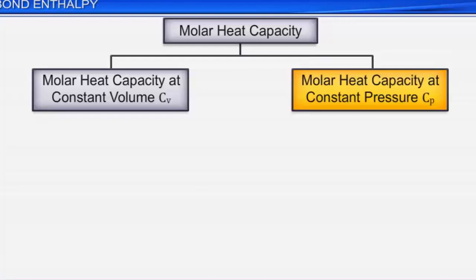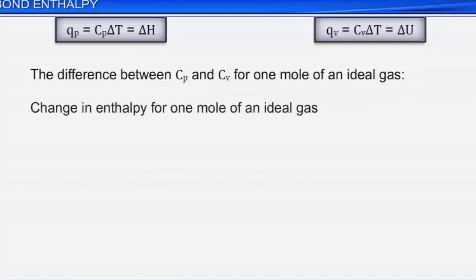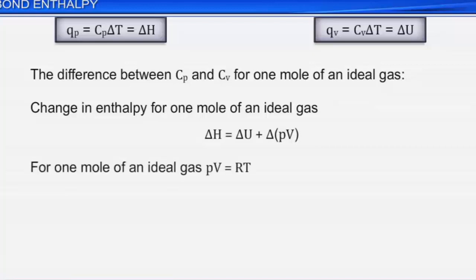The difference between Cp and Cv for 1 mole of an ideal gas can be derived as follows. The change in enthalpy for 1 mole of an ideal gas can be written as ΔH equals ΔU plus Δ(PV). For 1 mole of an ideal gas, PV is equal to RT. Hence, the equation can be written as ΔH equals ΔU plus Δ(RT). As R is constant, the equation can also be written as ΔH equal to ΔU plus RΔT.